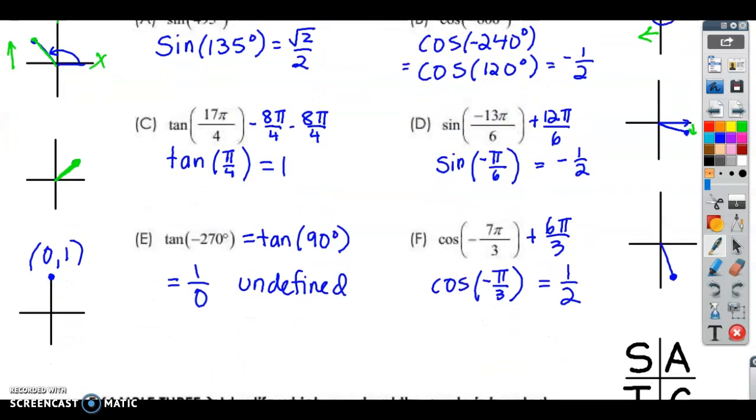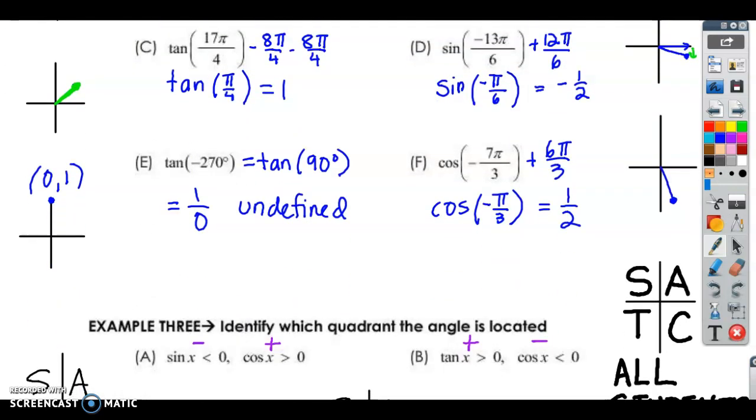For negative 270, that's starting here and going around 1, 2, 3, negative 270. So that's the same thing as tangent of 90. The tangent of 90 is sine over cosine. Sine is y, cosine is x. 1 over 0, that's undefined.